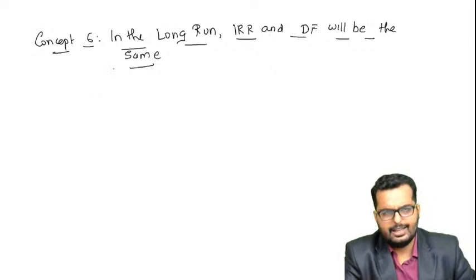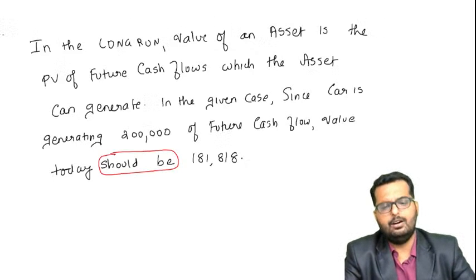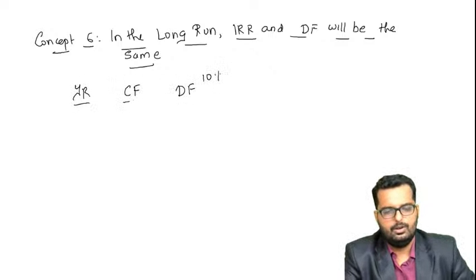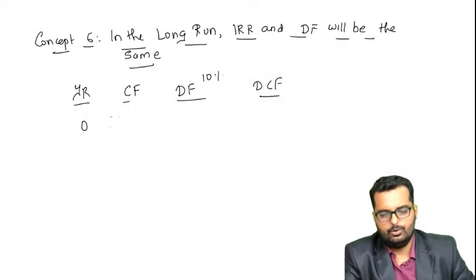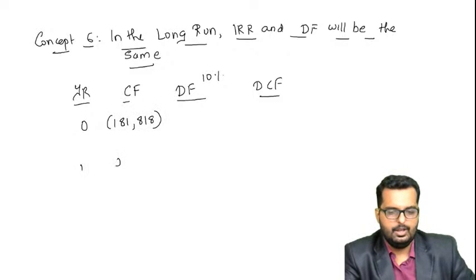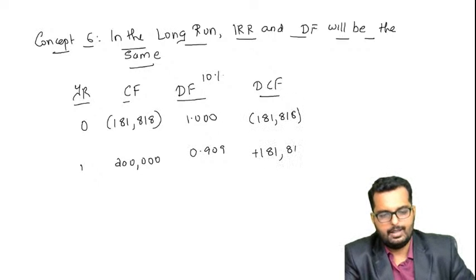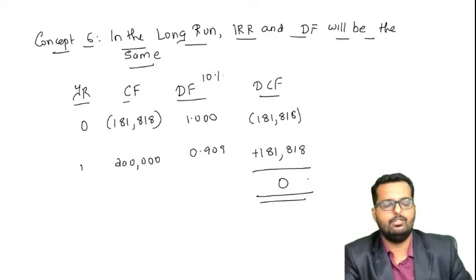Okay, I'll explain this part to you now. Now tell me the earlier example, the asset value became how much? 1,81,818. So I'll now draw a table over here. Cash flow, discount factor, discounted cash flow. Year 0, the price of the auto is how much? 1,81,818. Year 1, it became how much? 2 lakhs. So it will be 1.909, 1,81,818 plus 1,81,818. Do I get the NPV as 0?